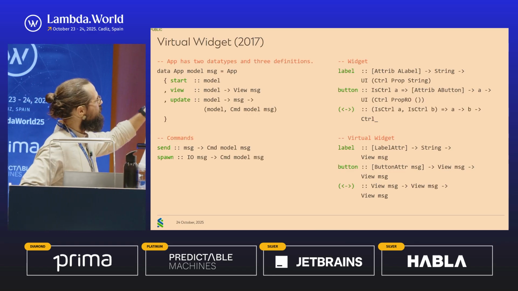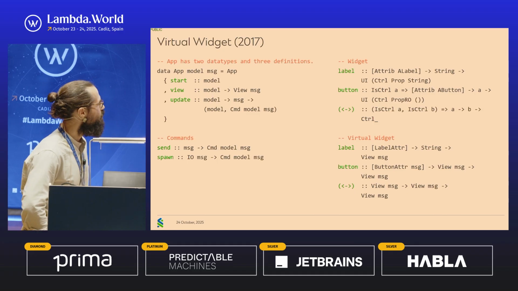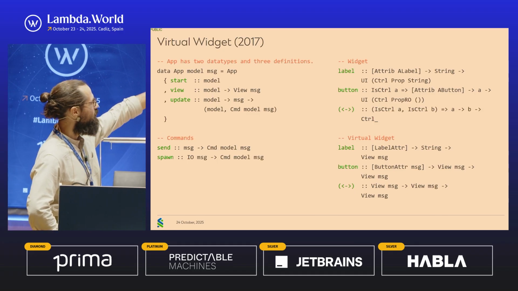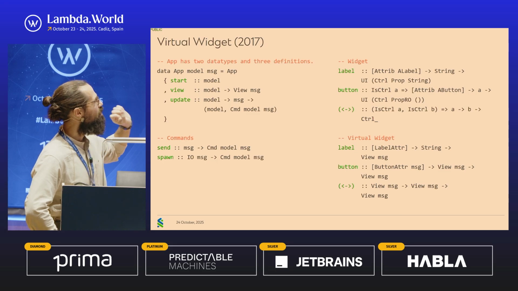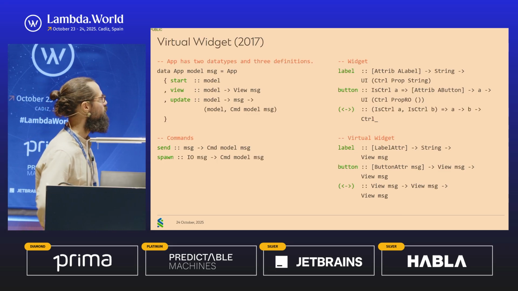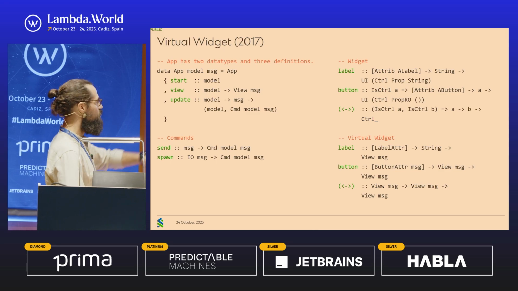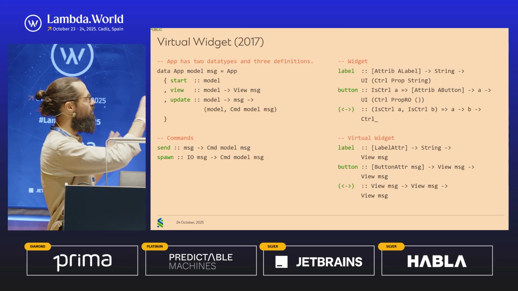But we now need to translate all the labels, buttons, and compositions into the new framework. So what we did was try to maintain as close as possible the current implementation in terms of types. But we are replacing the UI control prop string, all that, with just the view message. And then at this point, you don't really need to care about controllers or properties or anything. Everything, you know how things will get updated.